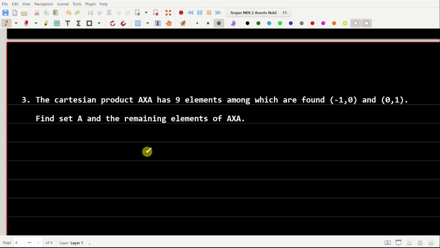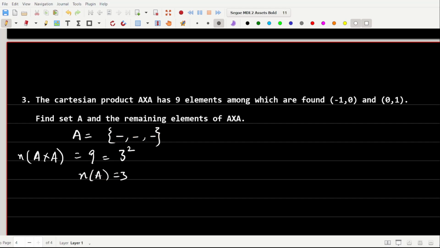Now we will come to the next question. The Cartesian product A cross A has 9 elements, among which are (-1,0) and (0,1). Find the set A and the remaining elements of A cross A. So A cross A has 9 elements, that means it is 3 squared. So n(A) is 3, right?